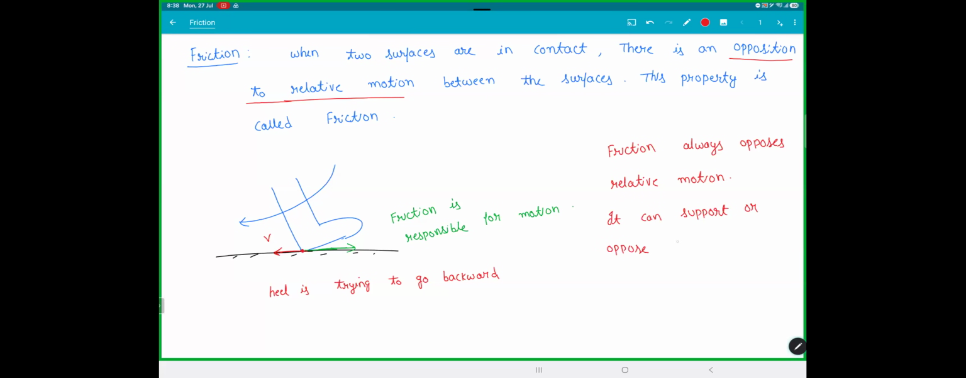And let me take one more example. When you're riding a cycle, can you tell me what is the direction of friction on the back wheel and the front wheel? When you're going on a cycle, what will be the direction of friction on the front wheel and the back wheel? What do you guys think?